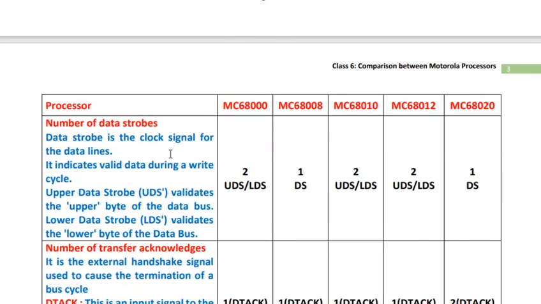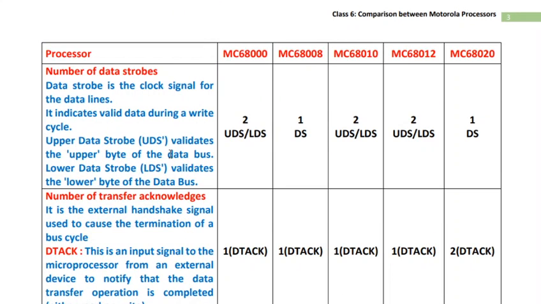Now, after that, next one is the number of data strobes. Data strobe is a control signal for the data line. It indicates valid data during a write cycle. This is a very important statement that you need to remember, right? Data strobe is the clock signal for the data line, which indicates valid data during a write cycle.